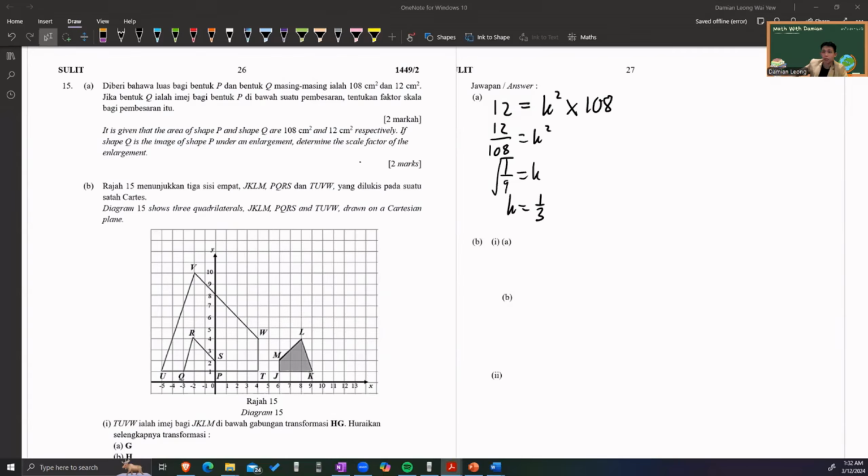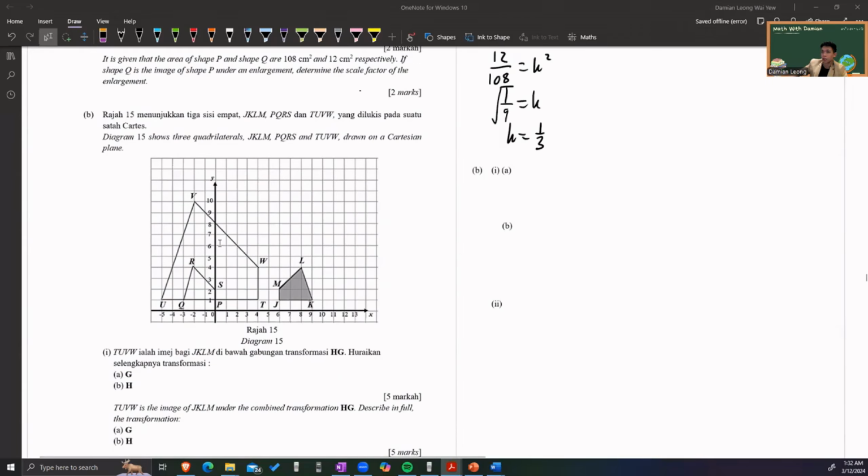Then part B. I have JKLM, PQRS, and TUVW. The first one: TUVW is the image of JKLM under combined transformation HG. This bigger one, TUVW, is the image under combined transformation HG. So this smaller one here is the one in between, which means it goes through G and becomes PQRS.